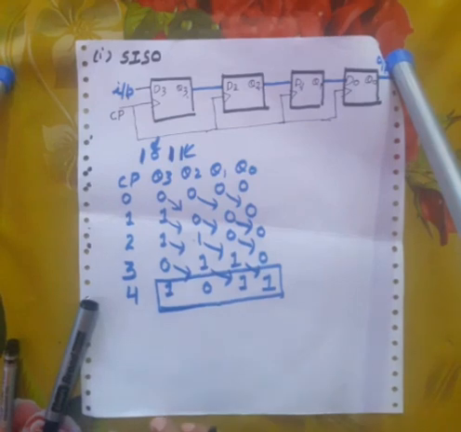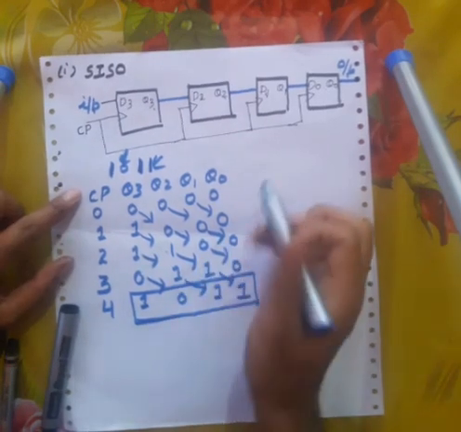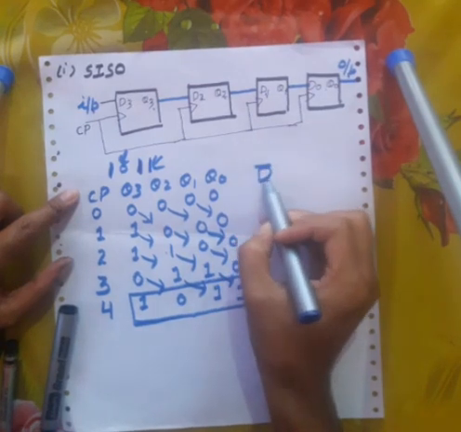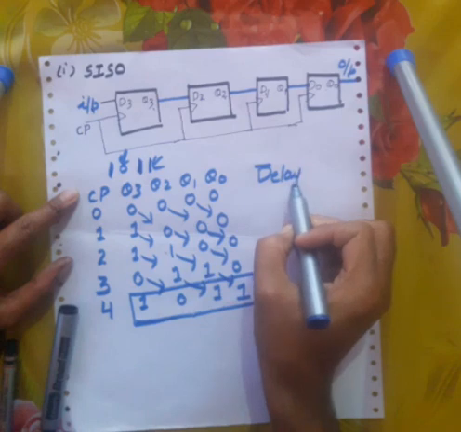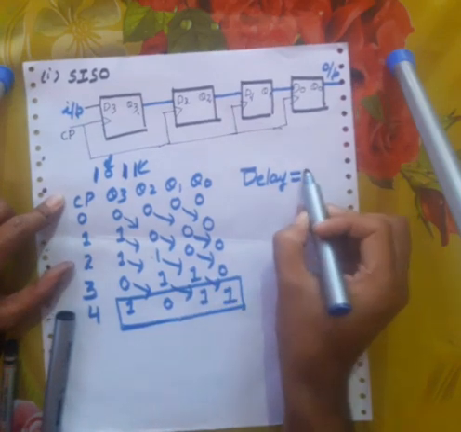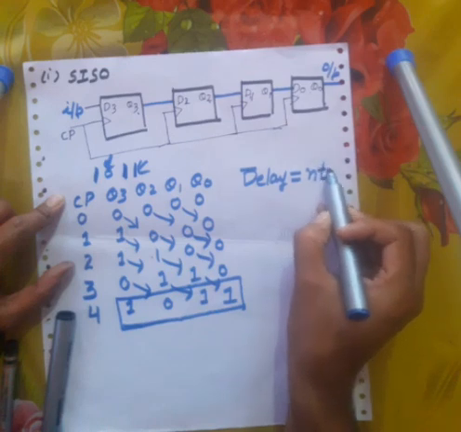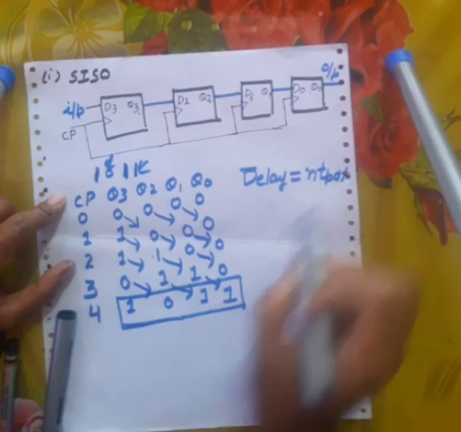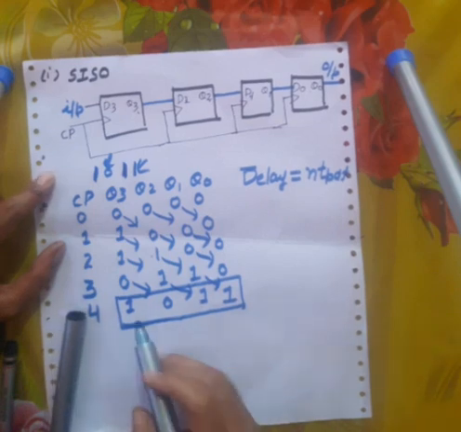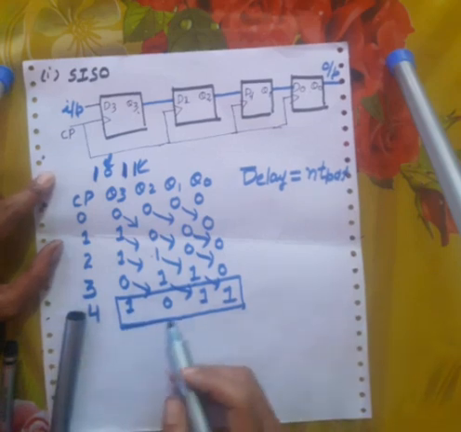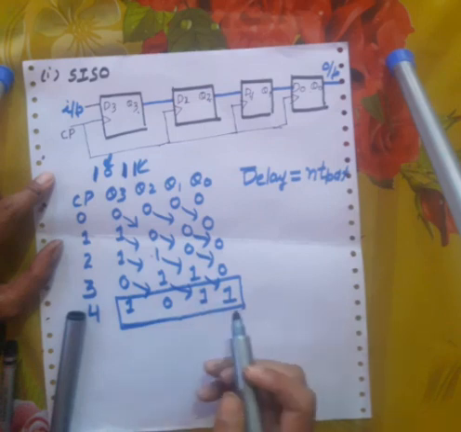So you can analyze, what is the total time delay? Total time delay is n times T PDF, where T PDF is the propagation delay of a flip-flop. Because when I am implementing a 4-bit serial in, serial out register, I am getting the final output after 4 clock pulses.